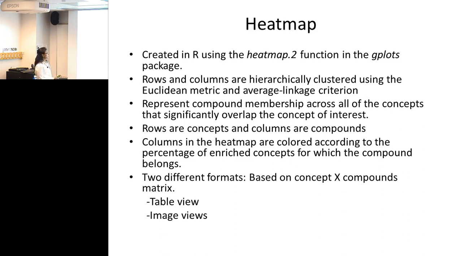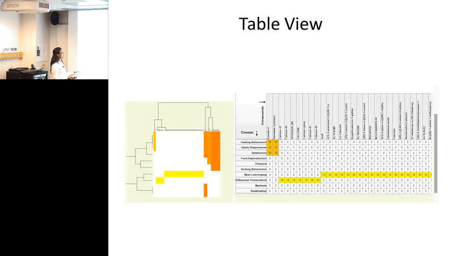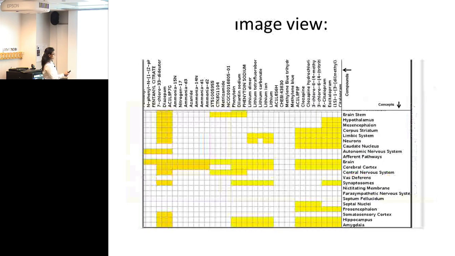So this is the simple view. When the concept and compound counts are both less than 300, we use this table view, where this image is created by R and this is created by Grails and JavaScript. So we can scroll around this table and see the different values which are presented in this image. And another is the image view. This is a static image, which is a zoomable image, and you can zoom in and zoom out of this image and see the results.